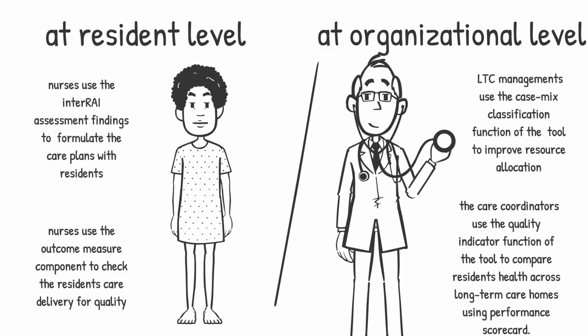At the organizational level, the long-term care management use the case mix classification function of the tool to improve resource allocation. They also use the quality indicator function of the tool to compare resident health status across multiple long-term care homes using performance scorecard. So this helps them to be able to manage the long-term care facility successfully, knowing where things are going wrong for the residents and knowing where things need improvement for the residents.